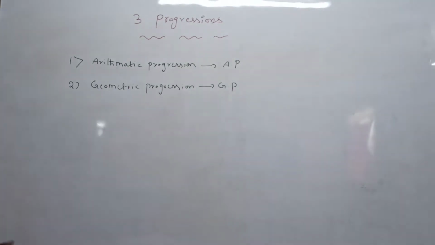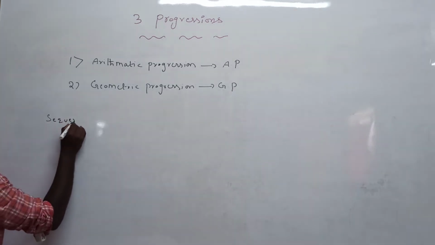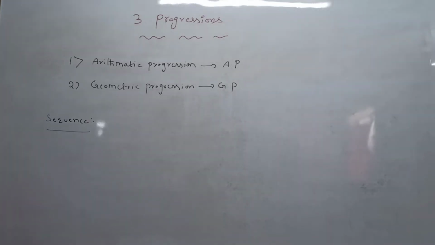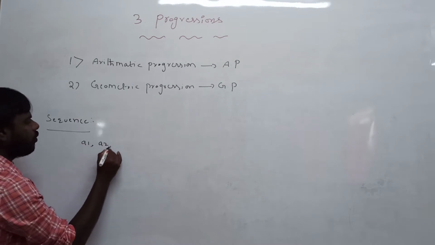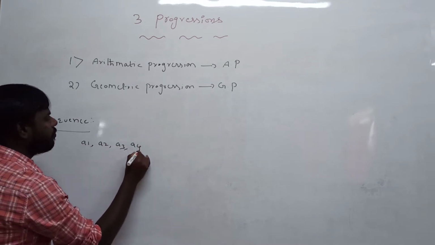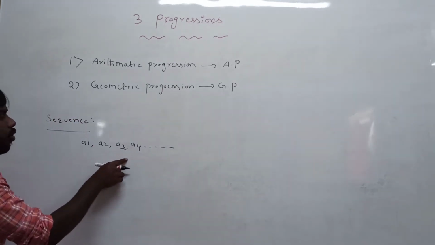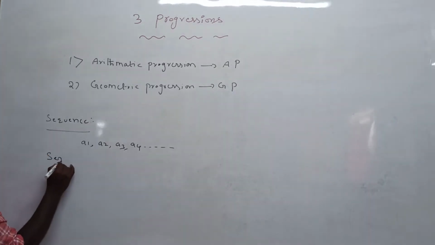First of all, what is the difference between sequence and series? What is meant by sequence? Sequence means elements are separated by commas, and can be written as a1, a2, a3, a4, and so on. It is called a sequence.